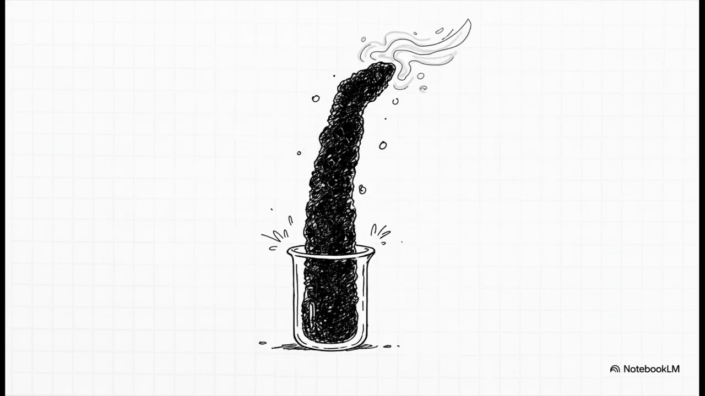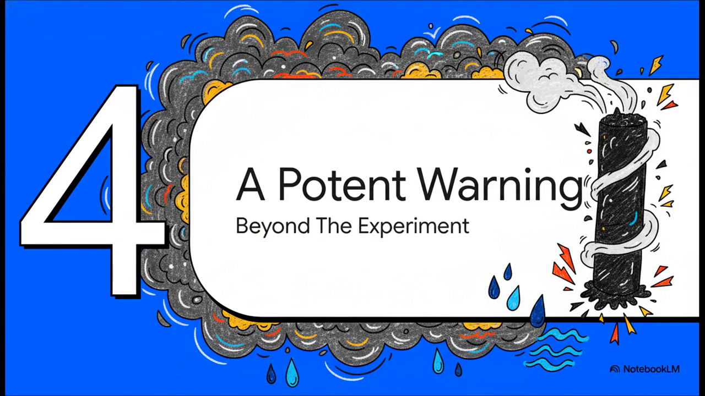And once all that water is gone, what are you left with? Just the carbon. And you see this growing, steaming, black pillar of pure carbon rise right up out of the beaker. That sweet white powder is totally transformed into this black carbon snake. It's incredible. But as amazing as that looks, it's also a powerful, powerful warning about what this chemical can do.